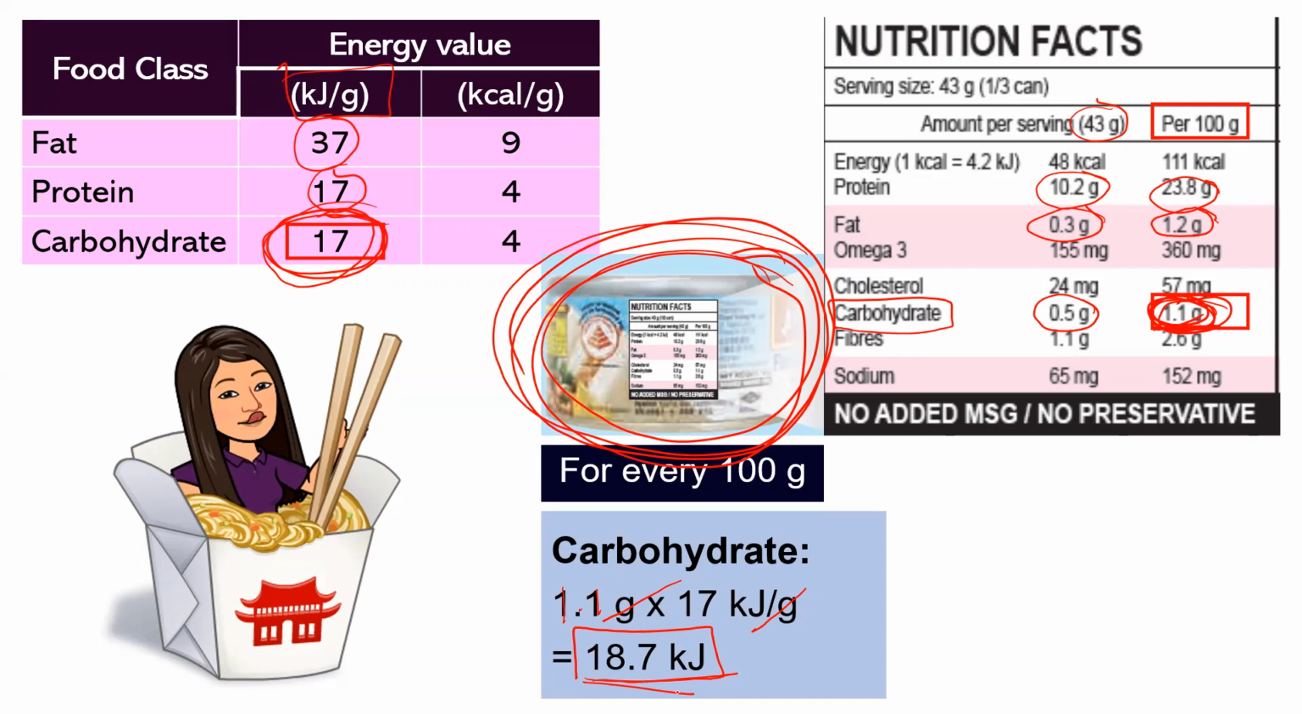Do you understand what teacher did? Teacher, how did you get the 17? It's given to you on the left hand side here. Can you see I'm circling it now? Oh, it's a set value.